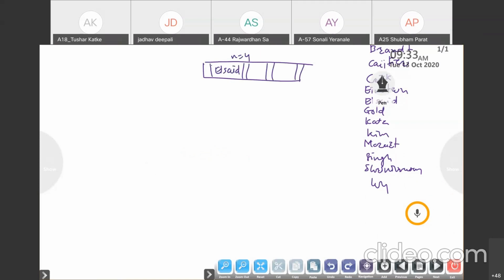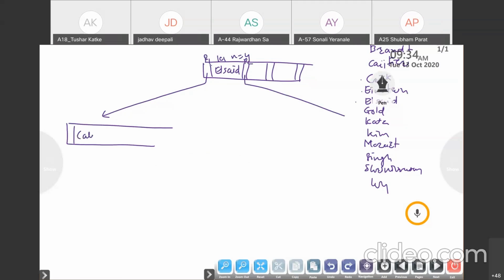Now the subtree pointers: this is P1, this is K1, this is P2. So pointer P1 points to the records which are less than Ilse. Less than Ilse, there are 1, 2, 3, 4: Einstein, Crick, Calipari and Brandon. So I use here Calipari.